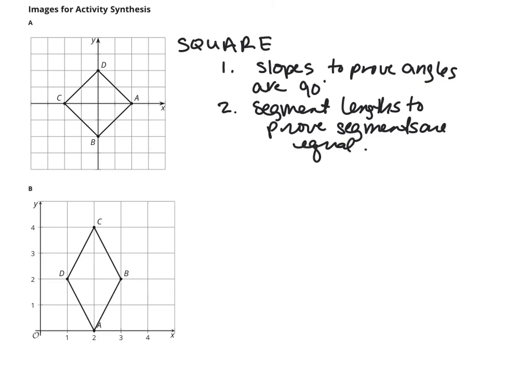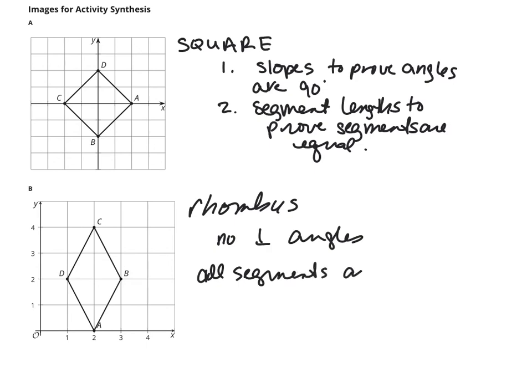Okay, here we have a diamond. And actually it's not a diamond, I'm so sorry. Rhombus. So we have a rhombus, and we would just show that there are no right angles, no perpendicular angles. But we do know that we could prove that all segments are equal length, because a rhombus is a squished square, and a squished square has all equal lengths.